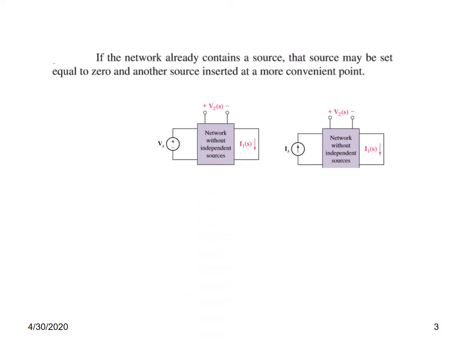Now however, if the network already contains a source, like here, these are the sources available, then that source may be set equal to 0. So we have to put the source equal to 0 and then insert a source at a convenient point. So this we have to keep in mind.